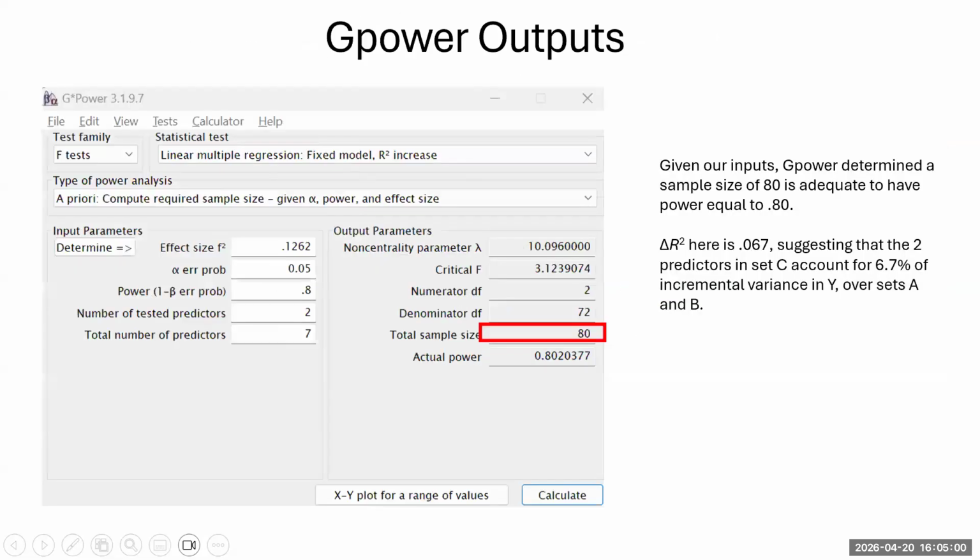Okay. Now, GPower will generate the outputs for us, and the total sample size requirement here is going to be 80. So that's telling us that our R-squared change of 0.067, given our inputs, will require a sample size of 80 to have power at 0.8.